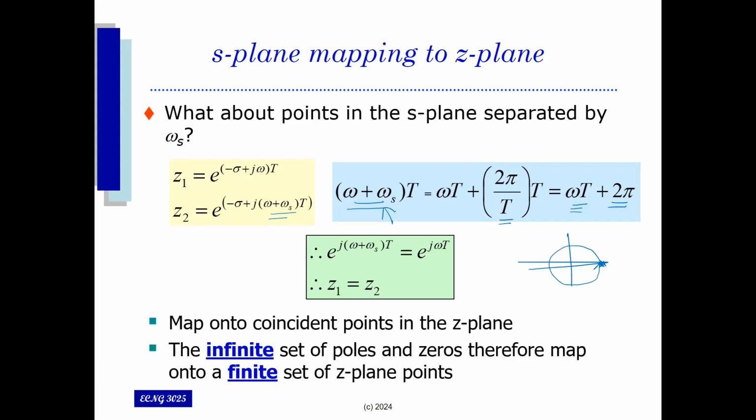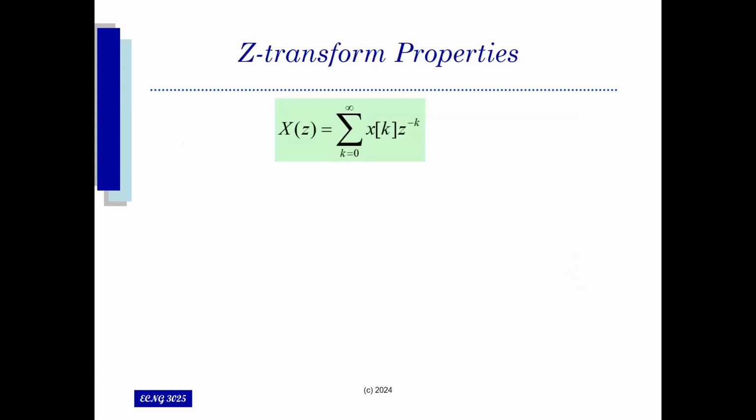So we've solved that particular issue, in that the Z transform will now take the infinite set of poles that we got in the S-plane and map it to a finite set of points in the Z-plane. So it has solved that particular problem for us. Yeah? Make sense? Yes, sir. Right?